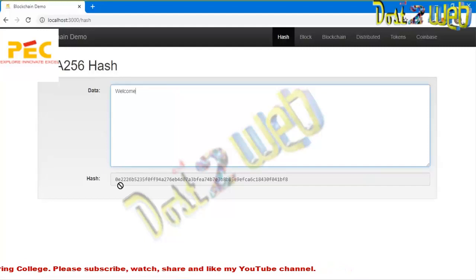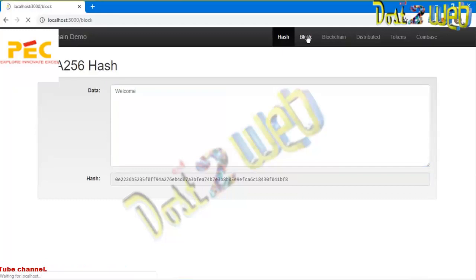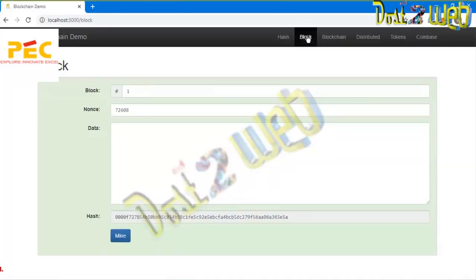Next, let's visualize the blockchain structure, as told in the morning session by Sofat sir.